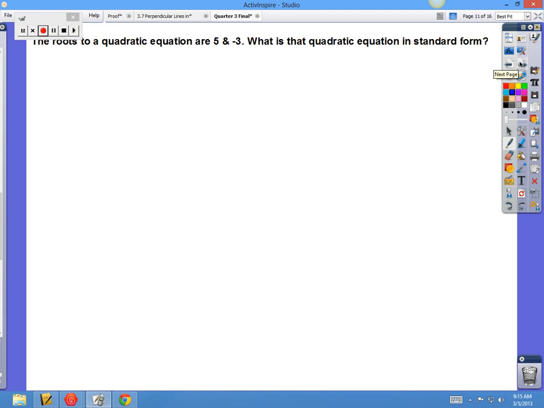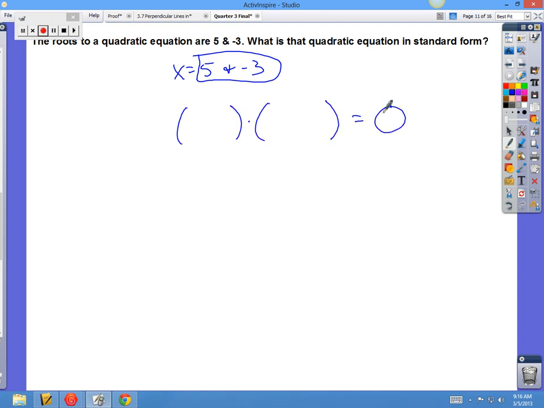Okay, if you're given the roots, can you write the equation? So your answer is x equals 5 and a negative 3. So they're integers. They're nice whole numbers. They're easy. They're slick. So here we go. You're going to use this. So if you plug a 5 in place of x, you want to make it be a 0. So it's going to be x take away 5.